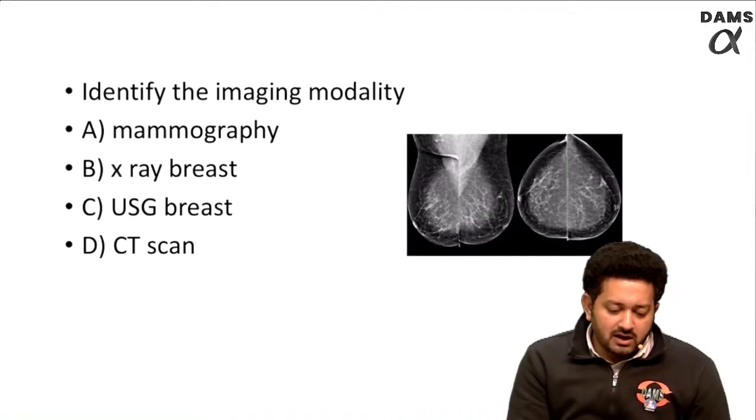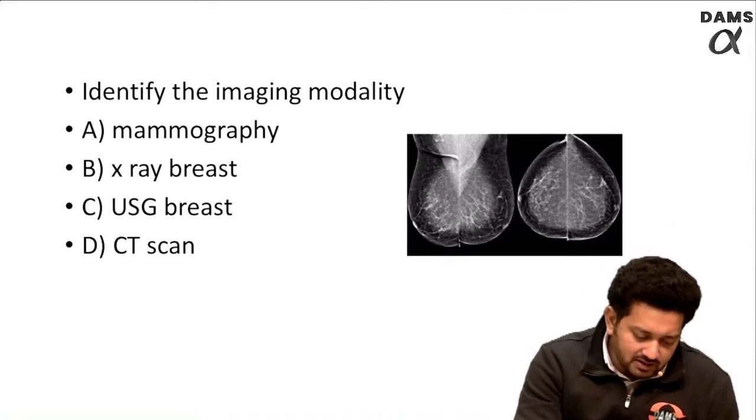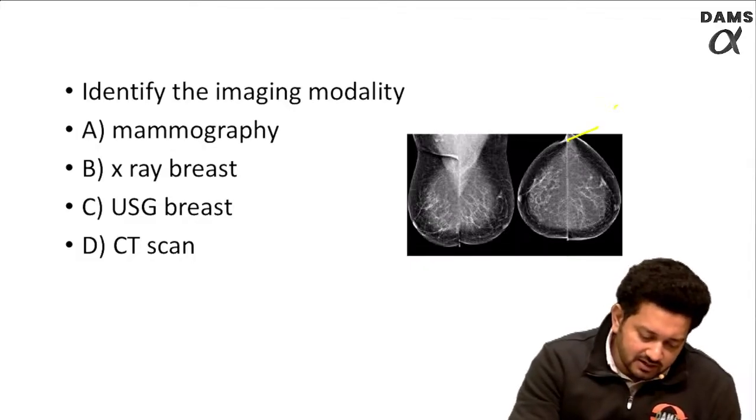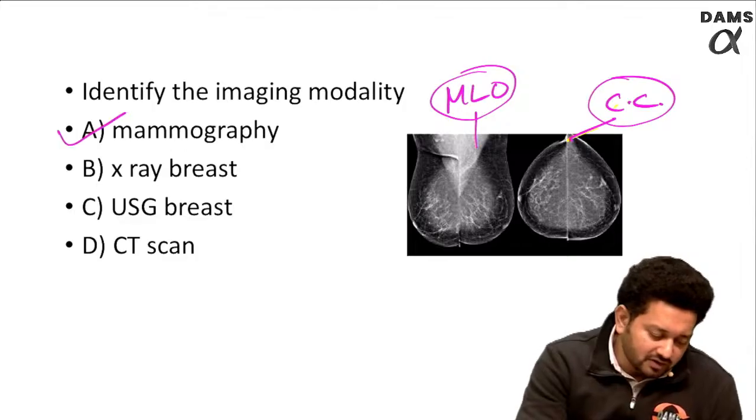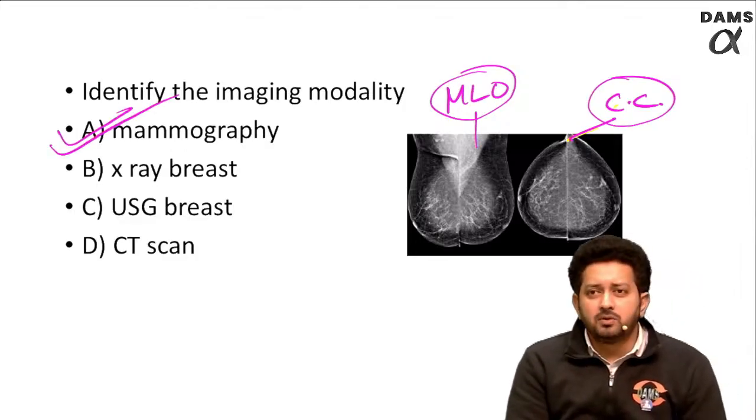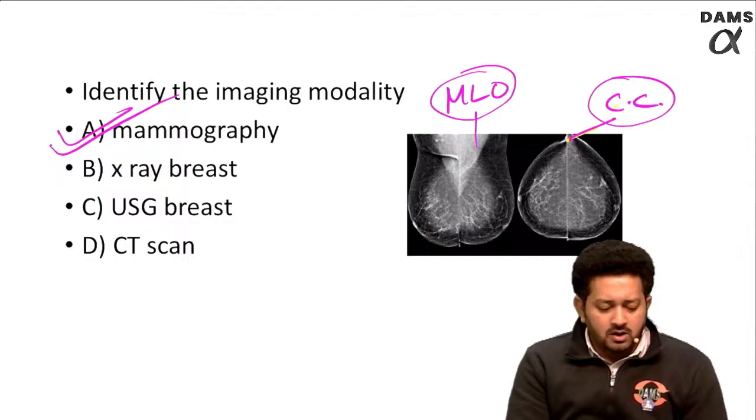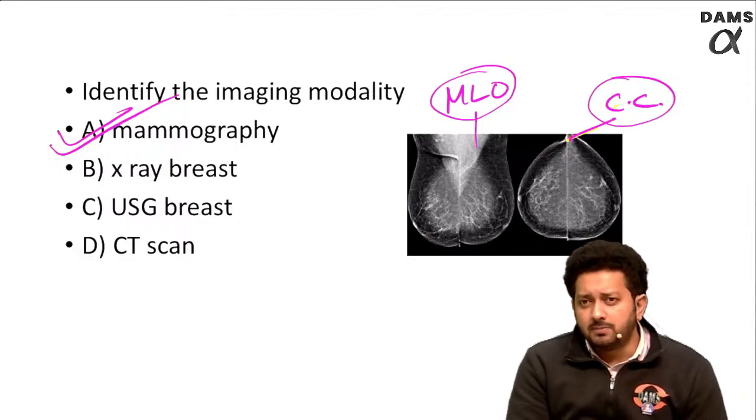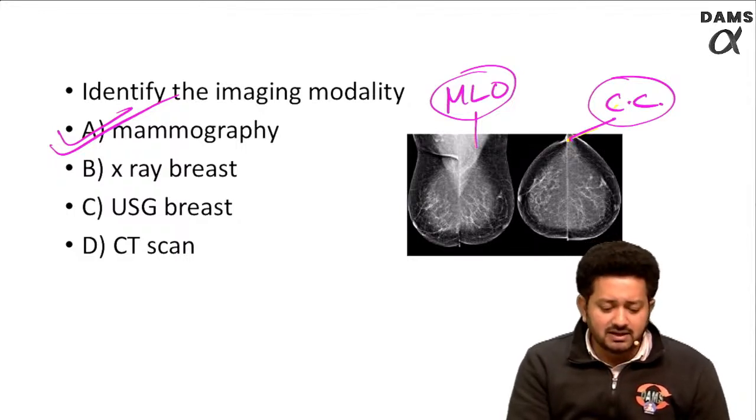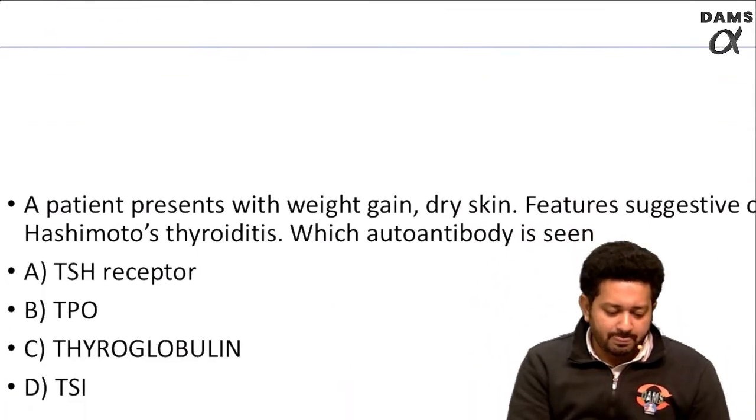Identify the imaging modality. Okay, multiple times in the class you have seen these images. This one is the craniocaudal view, where you can see the axilla is the mediolateral oblique view. These are the views of mammography. So mammography, on the simple X-ray you will not see anything. Ultrasound breast will be like hypoechoic, hyperechoic, these images. CT scan is altogether a different image. So this is without any doubt mammography.